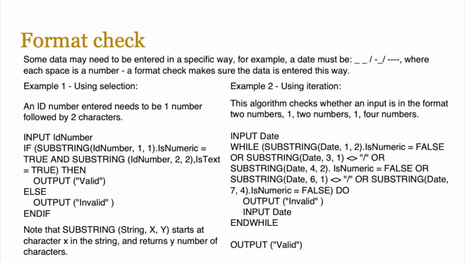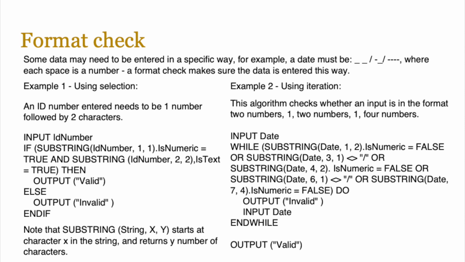This is slightly complex because we have to think of multiple parts. So pause the video to see how both the selection and the iteration variants work for this format check. However, the process is the same for both. We're going to use the substring function where we take a string and then we define a start position in that particular string, for example, position 3, and then we say how many characters we want back from it. For example, from position 3, give me 2 characters back.